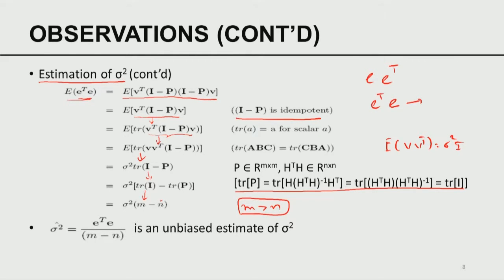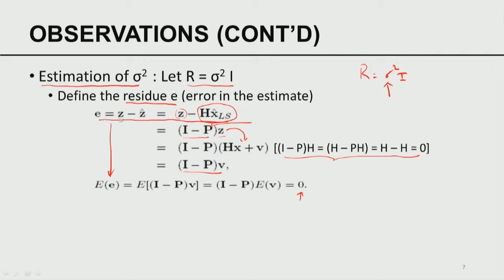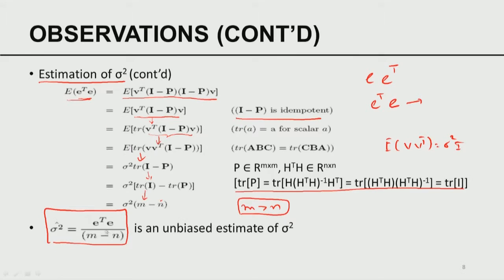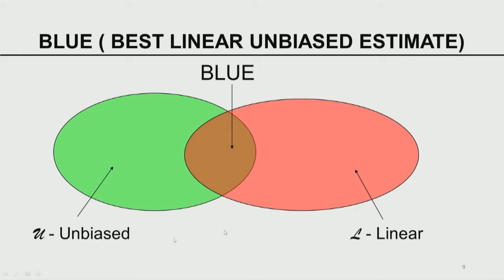Therefore, what could be the structure of an estimator for sigma square? This is the resulting structure for the estimator. So E is the error. Please remember, E is the error or the residual in the estimate. So E is computable. E transpose E is a scalar that is computable. You divide that by M minus N, that tends to be an unbiased estimate.